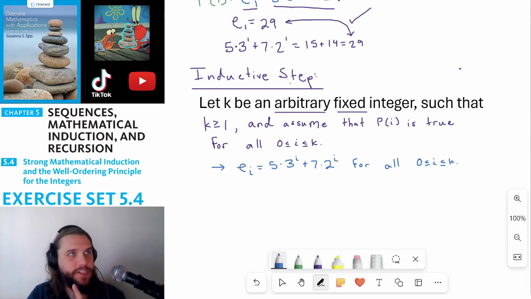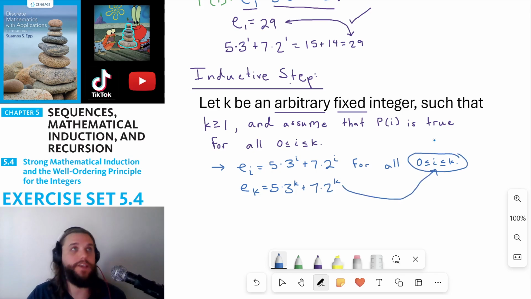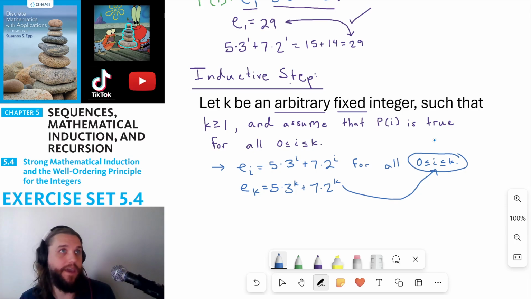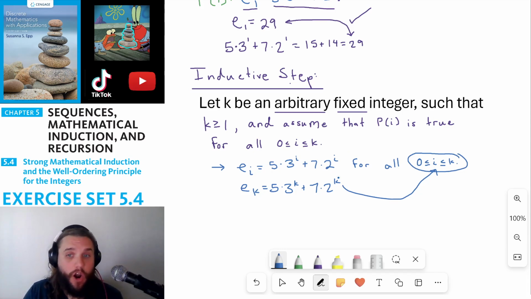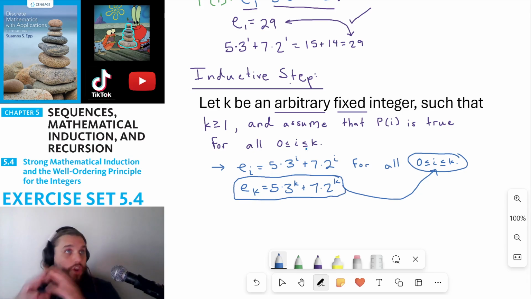Keep in mind that the distinction between strong mathematical induction and normal mathematical induction is that in normal mathematical induction, we would just assume that E sub k equals 5 times 3 to the k plus 7 times 2 to the k. Now, k falls in this region here from 0 to k, inclusive of 0 and inclusive of k. And so we are assuming that P of k is true. We are assuming that this is true, just like in normal mathematical induction. But we're also assuming other things as well. And we get to assume those things and still prove the statement P of n is true for all n greater than or equal to 0.